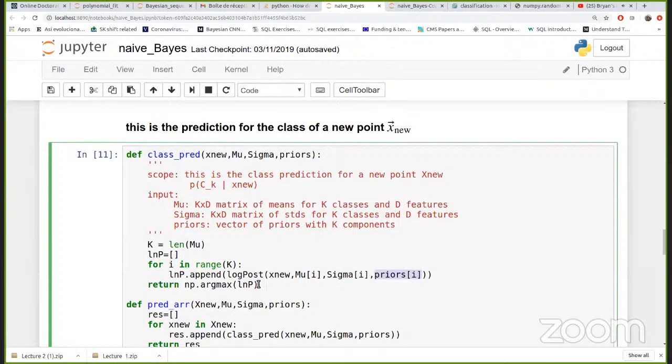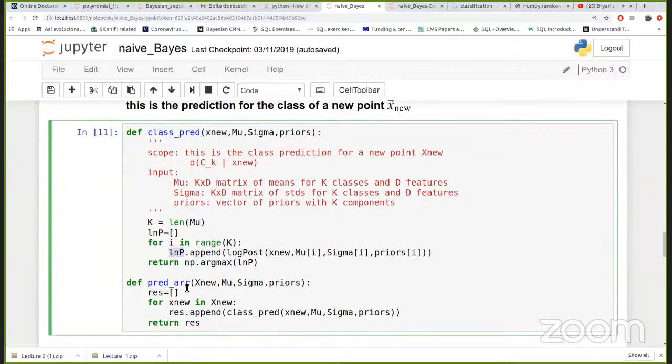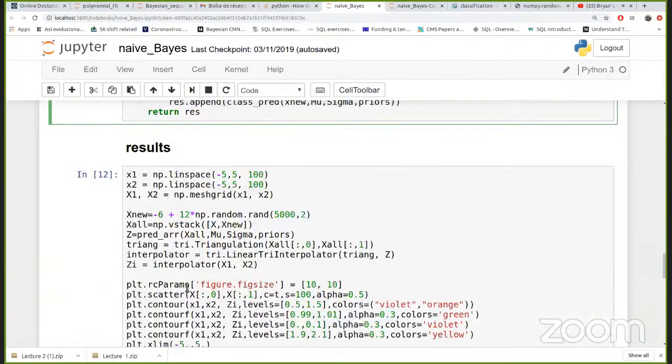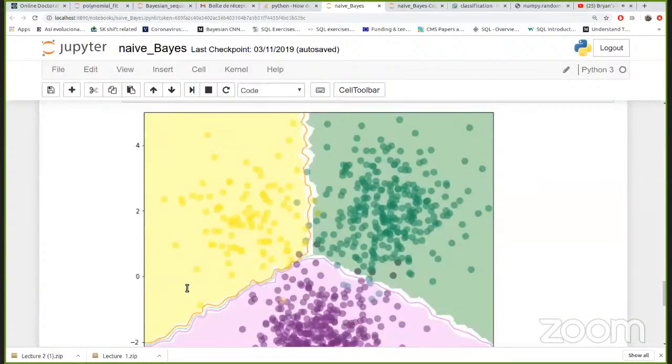And the decision is made to classify the point to be the class that maximizes this object. In this object, if I have 3 classes, I am saving 3 numbers corresponding to the posterior of all the classes given the point. And then I'm just choosing the class for which the posterior is the largest. Okay. And the results are here.